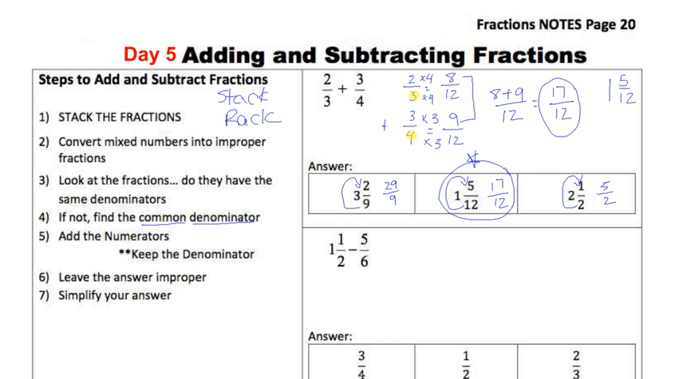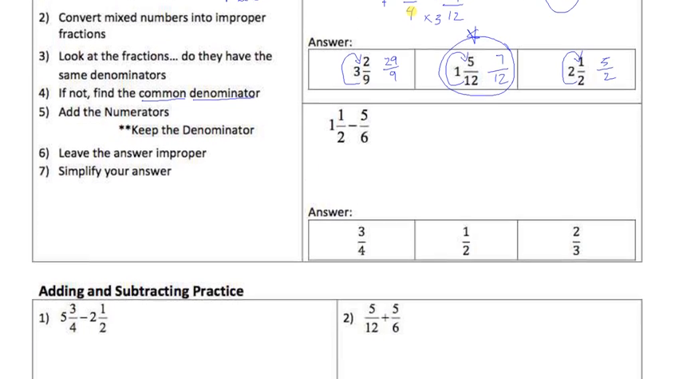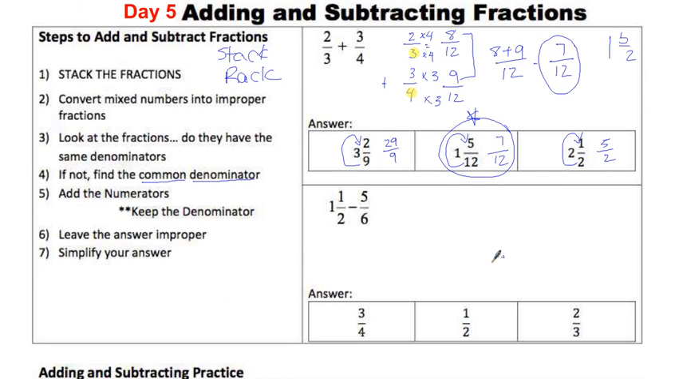All right, let's look at the next example. This one is a subtracting one. So remember, add, subtract, stack, and rack. So we have 1 1/2 minus 5/6.